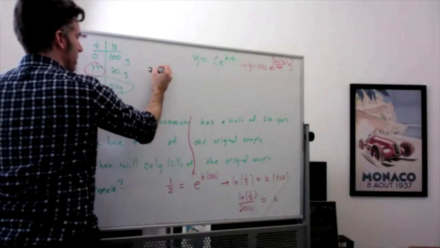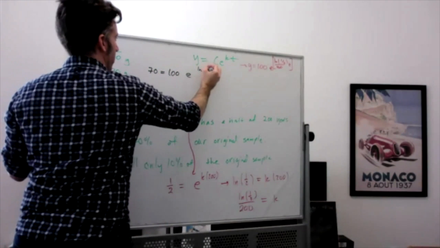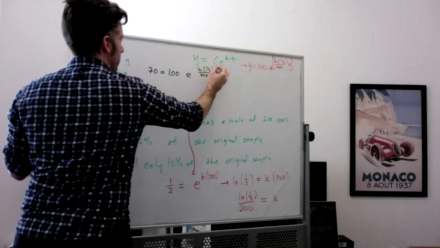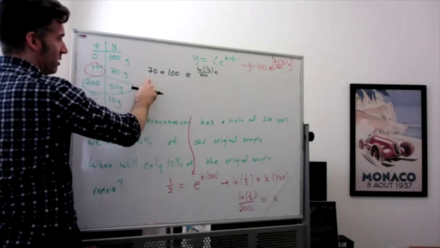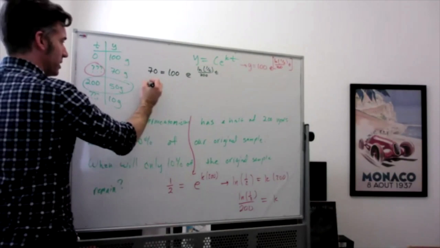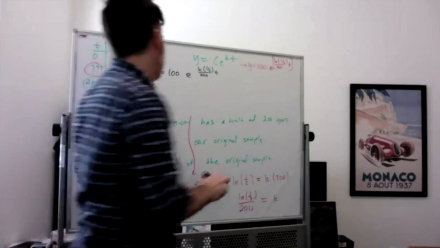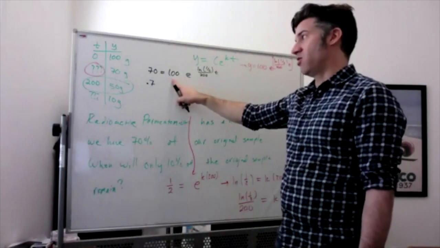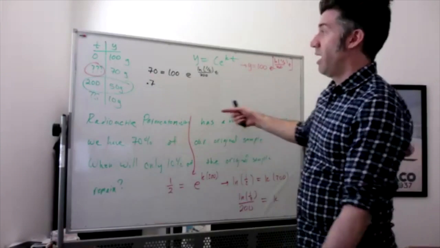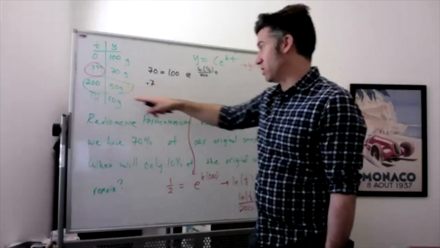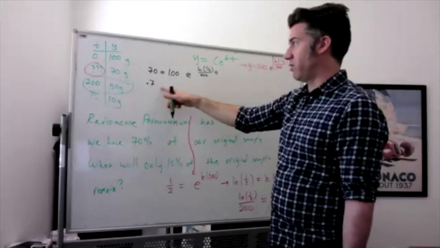So 70 equals 100 e to the natural log of 1/2 over 200 t, and we're going to solve for t. Divide both sides by 100. Not surprisingly, we get 0.7. When you're dealing with percentages, once you've divided both sides by this coefficient, you're almost always going to get your percentage as a decimal, right? Half-life was 200 years. Once we divided both sides by 50, we got 0.5. Here, we're dividing both sides by 100.